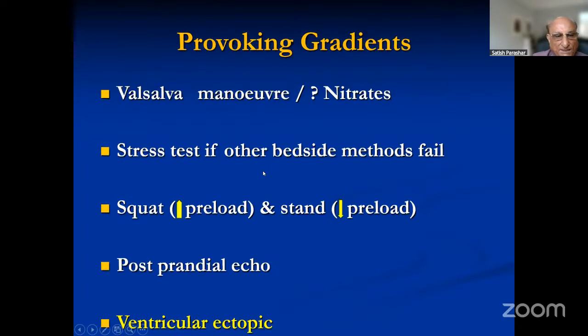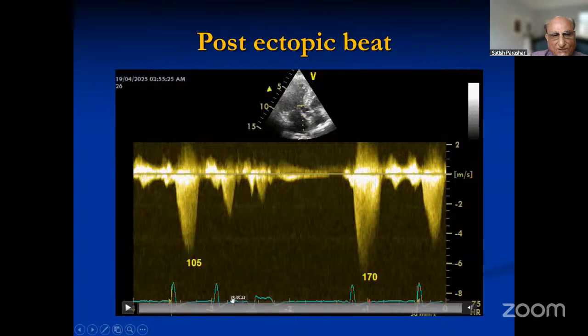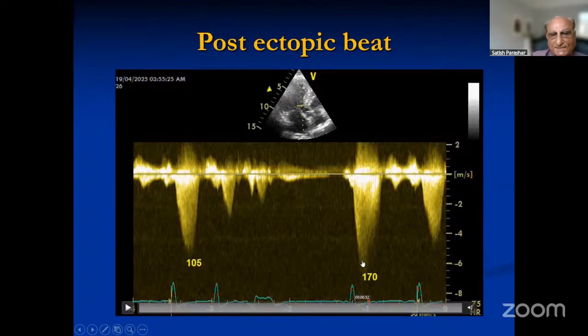And you know, a long time back, they used to induce a ventricular ectopic beat in the cath lab to look at the gradients. So this was one of the cases in which the patient was having ectopics. We saw that the initial gradient was 105, just out of clinical interest, and after an ectopic beat, it went up to 170. So once the patient has an ectopic beat, take advantage of it by measuring the gradient, and you see there was a significant increase in the gradient.